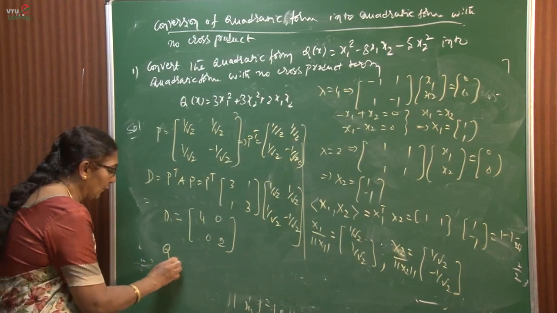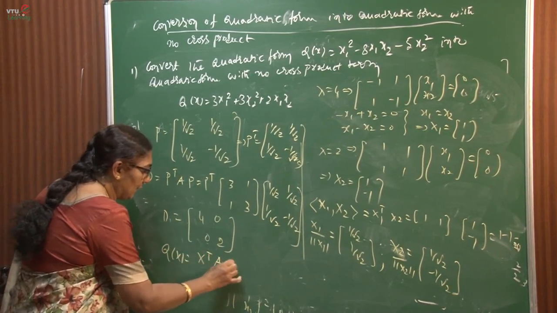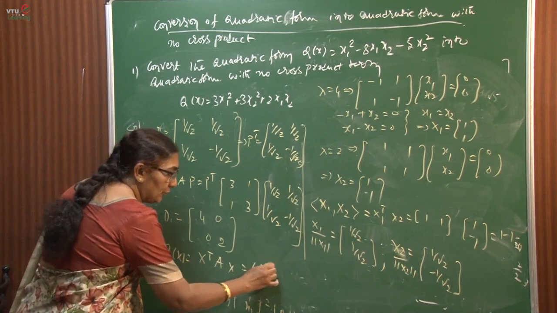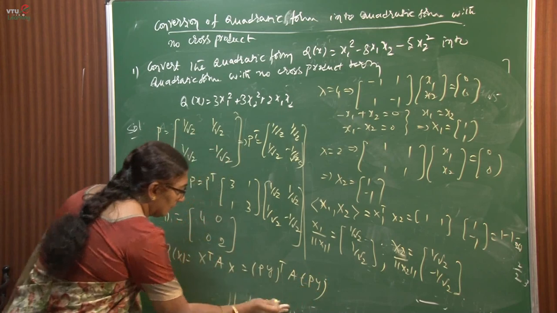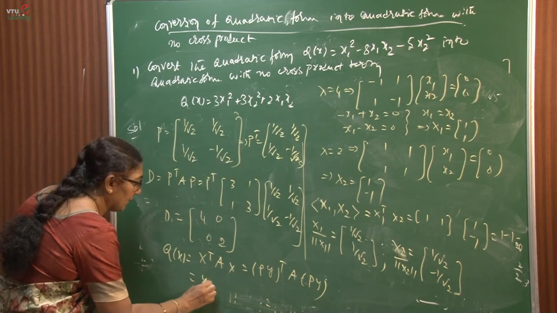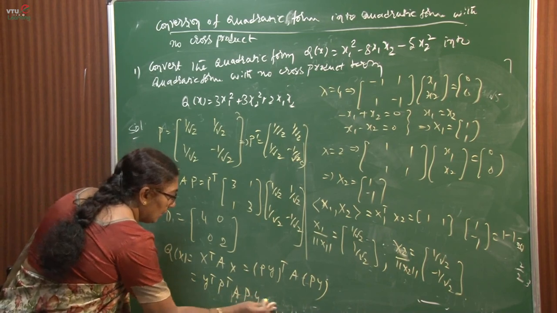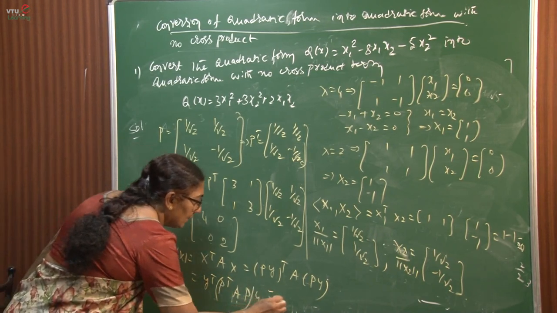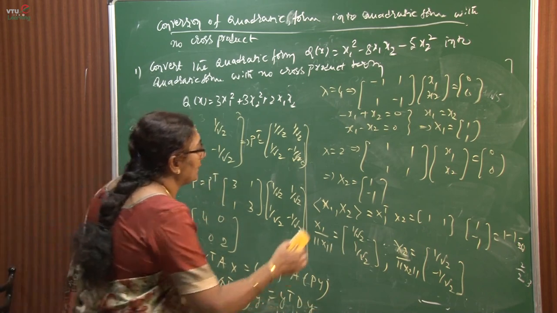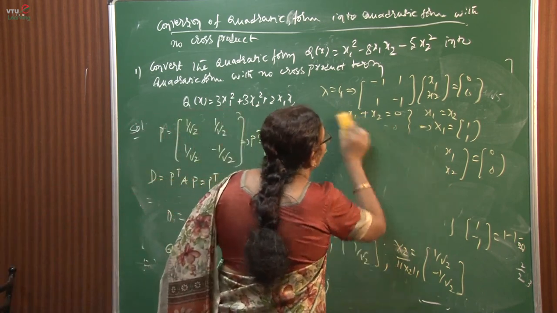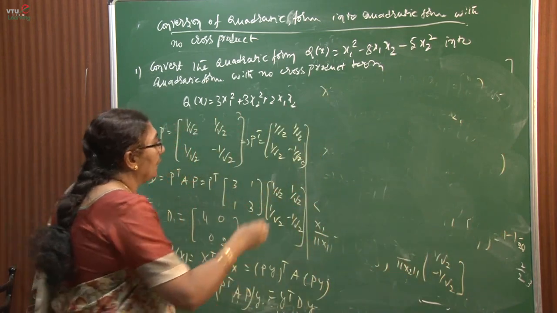And next you find Q of X. What is my Q of X? X transpose A into X. X, I told you, take PY. So Y transpose P transpose A into PY. Then you simplify that: Y transpose into P transpose A into P into Y. Group these three, we get D into Y. Then substitute Y transpose D Y, simplify that, and we get the required quadratic form.